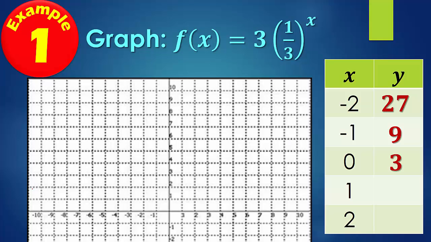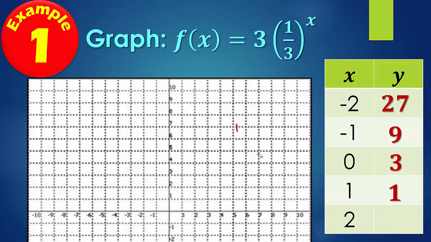Okay, 1/3 to the 0 power, anything to the 0 power is 1, so 3 times 1 is 3. Okay, if we replace x with 1, 1/3 to the first power is just 1/3. 3 times 1/3 is 1, and the way that works, just in case you need to see it, 3 times 1/3. Remember, 3 is the same as 3 over 1, and these cancel out, becoming 1. So 1 times 1 is 1 over 1 times 1, which is also 1.